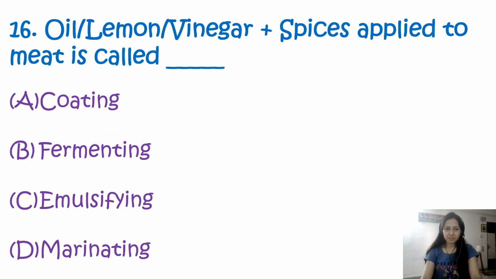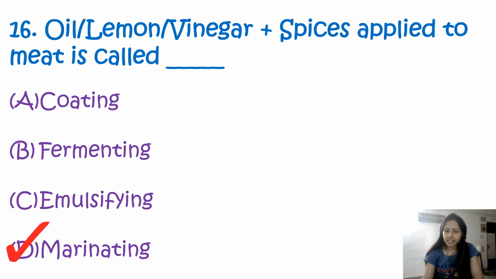Question number 16. Oil, lemon, vinegar plus spices, these added to meat is called. Okay, so options are coating, fermenting, emulsifying, or marinating. So the correct option will be D, that is they are known as marinating.